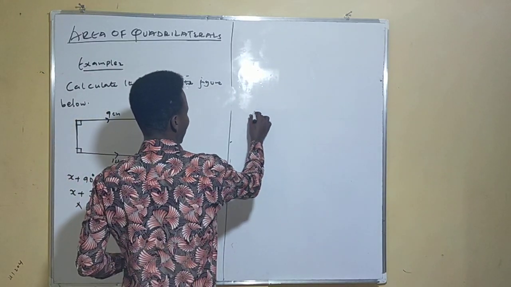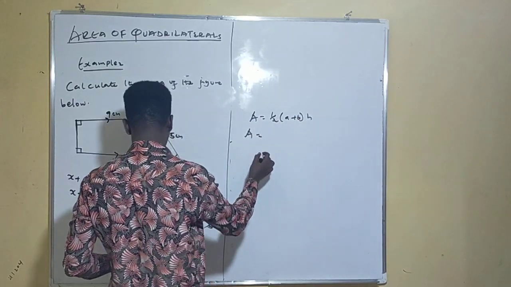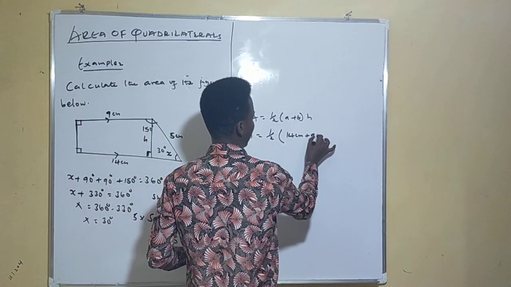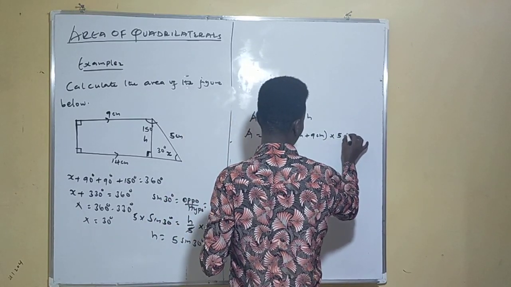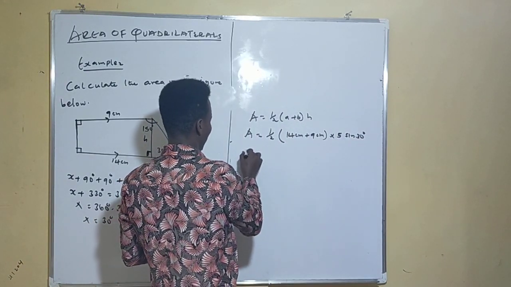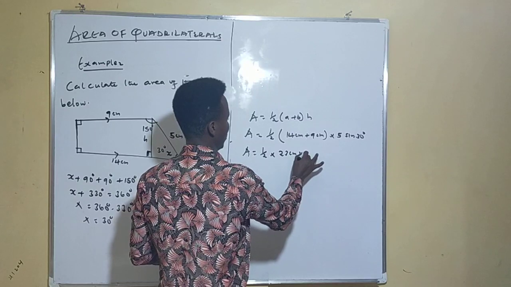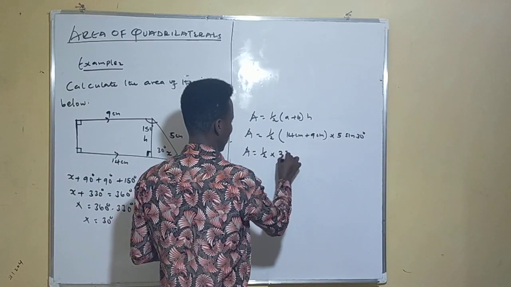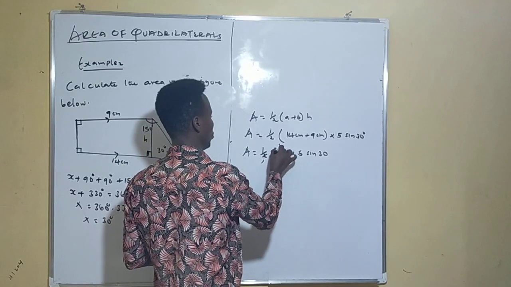Now let's come to this point. We know that area is equal to a half into a plus b times h. So area is equal to a half into 14 centimeter plus 9 centimeter times 5 sine 30. This will give us area is equal to a half times 23 centimeter times 5 sine 30. We know that 1 by 2 is 11.5.